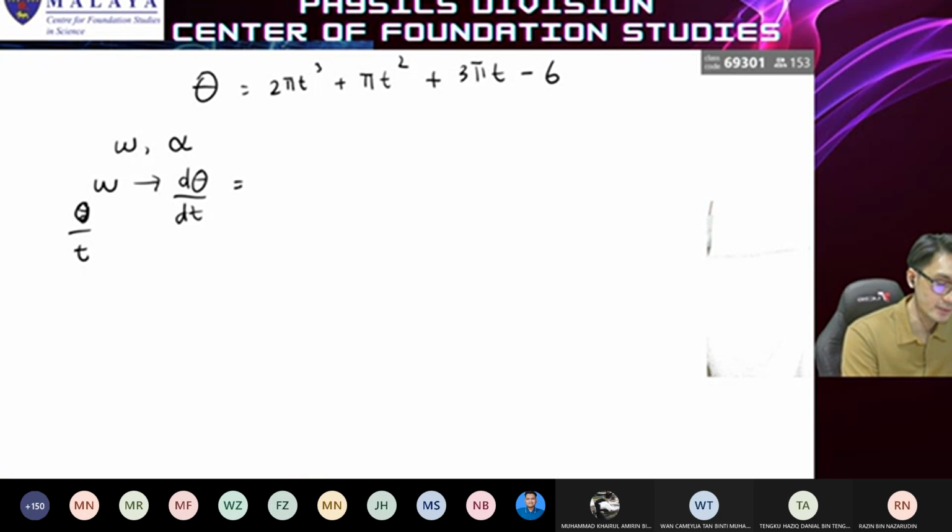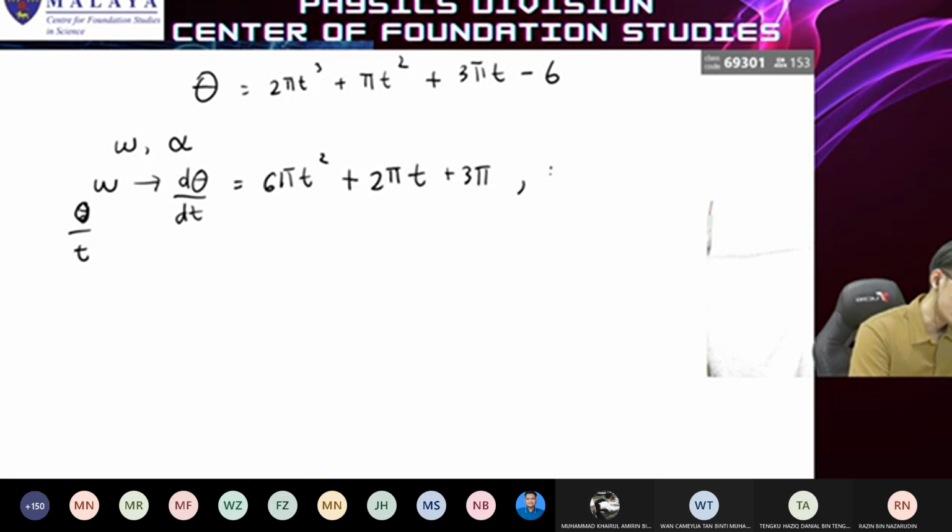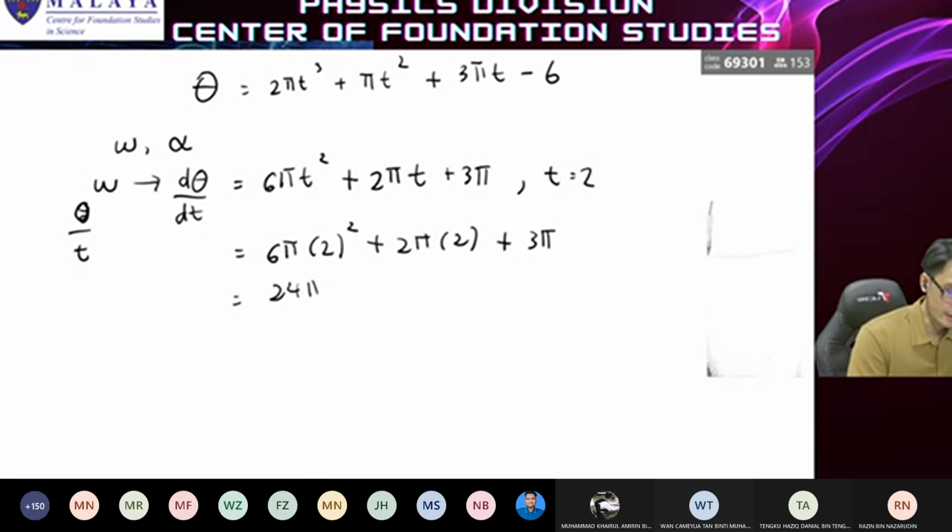Differentiating 2 pi t power of 3 gives 6 pi t power of 2. Then differentiating pi t power of 2 gives 2 pi t. Differentiating 3 pi t gives 3 pi. Differentiating 6 gives 0. So we substitute t is equal to 2 into 6 pi times 2 squared plus 2 pi times 2 plus 3 pi. 2 squared is 4, times 6 is 24 pi, plus 4 pi, plus 3 pi. So we will get 31 pi. Good. Now this is the instantaneous angular velocity, or omega.